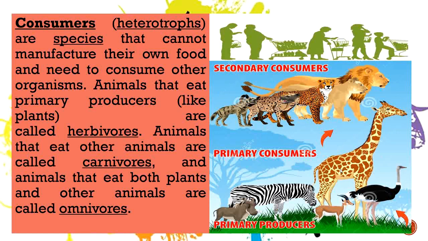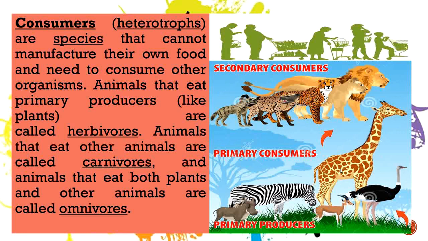Earlier we talked about producers, which are known as autotrophs. This time we're talking about consumers, which are the heterotrophs. These are species that cannot manufacture their own food and need to consume other organisms, right? These consumers cannot manufacture their own food. They have to eat other organisms in order to survive.